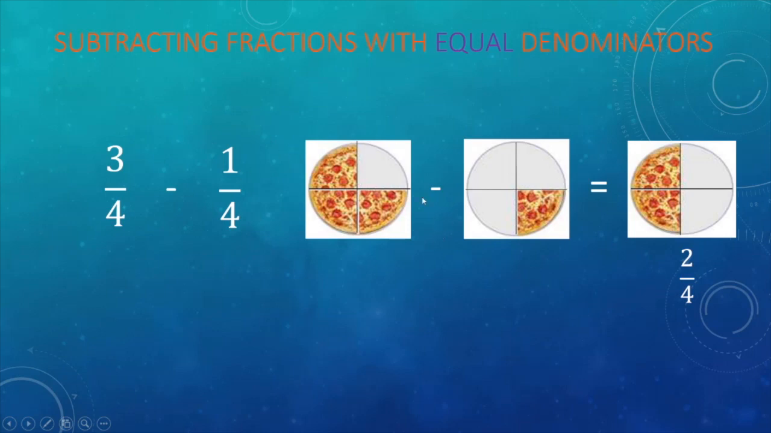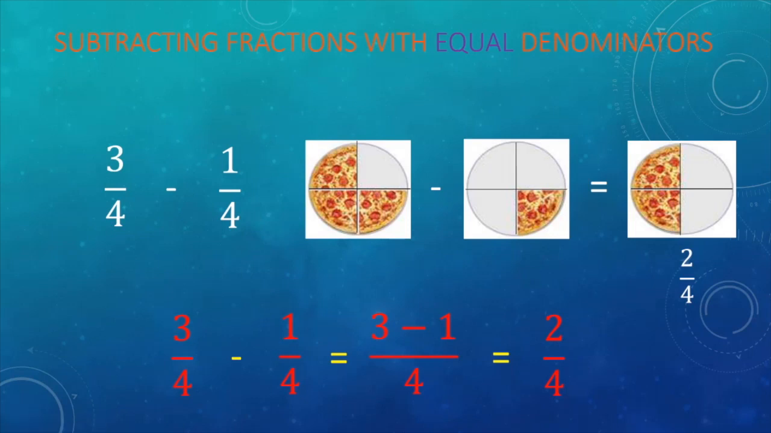As you can see, same as addition, when we subtract fractions with same denominators, denominators stay the same, and we just subtract numerators. So 3 over 4 minus 1 over 4, denominator stays the same, 4, and we subtract 3 minus 1 is 2 over 4.